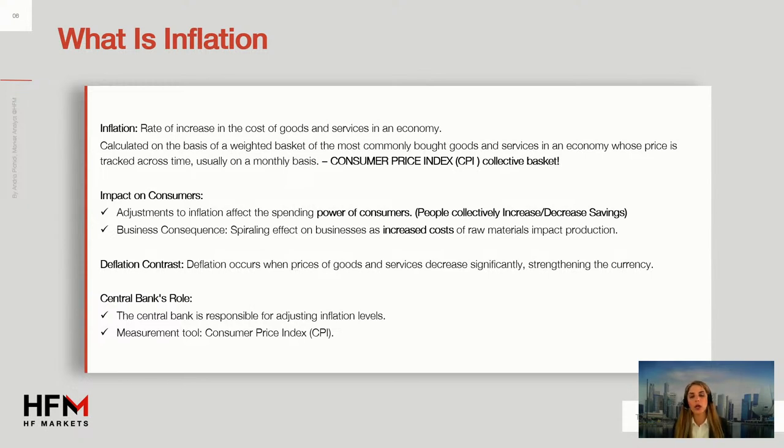While on the flip side, when the price of goods and services decreases substantially and the value of the currency strengthens, this effect is referred to as deflation, which I'm going to explain in a bit, exactly what it is and how it affects us. So the central bank, as we mentioned earlier, of each country is responsible for adjusting the level of inflation and uses the consumer price index to measure the rate.